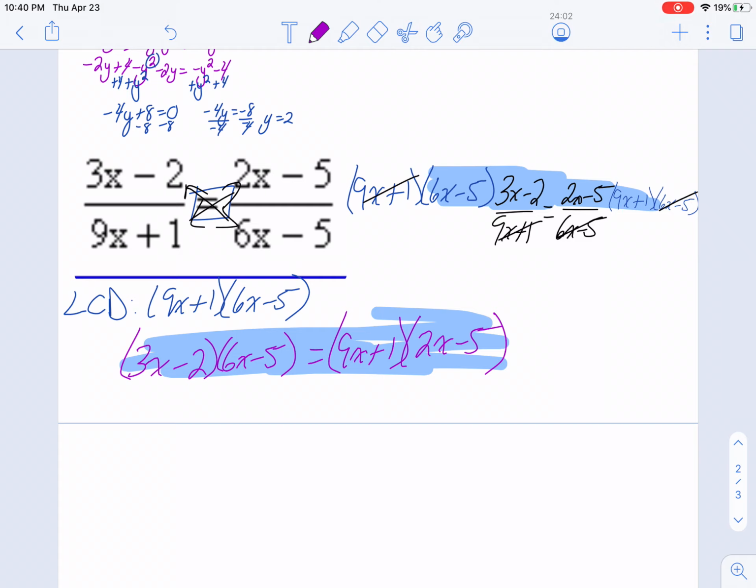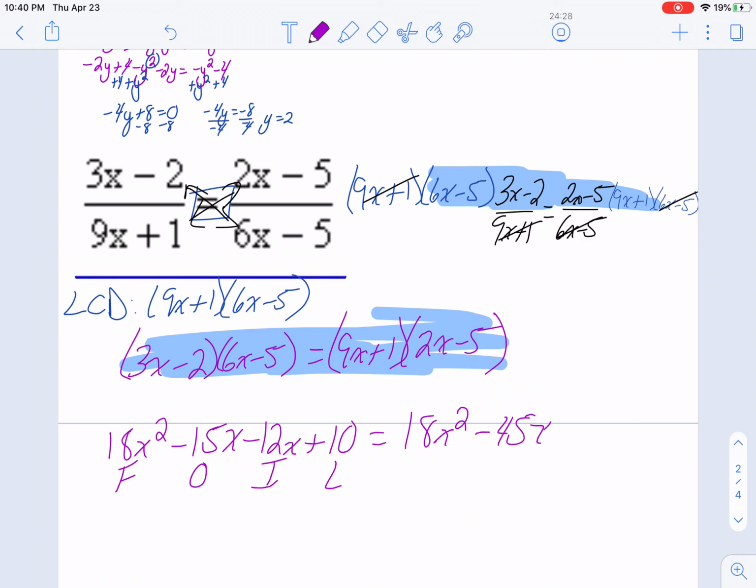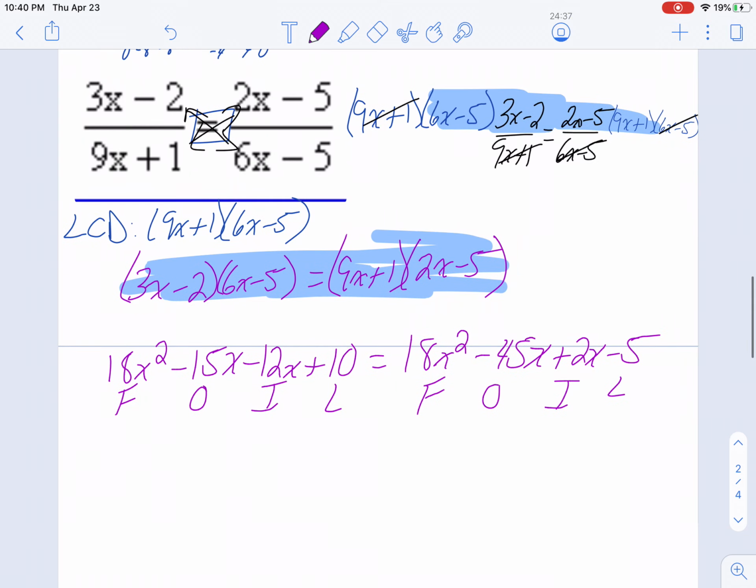Over here I got a parentheses touching a parentheses. What does that tell you to do? Yes, we need to FOIL here, so I'm going to FOIL it and get 18x squared minus 15x minus 12x plus 10. Again, first, outside, inside, last, equals 18x squared minus 45x plus 2x minus 5. Again, first, outside, inside, last. So I can go ahead and either combine like terms or get everything equal to 0, whichever one you want to do first.